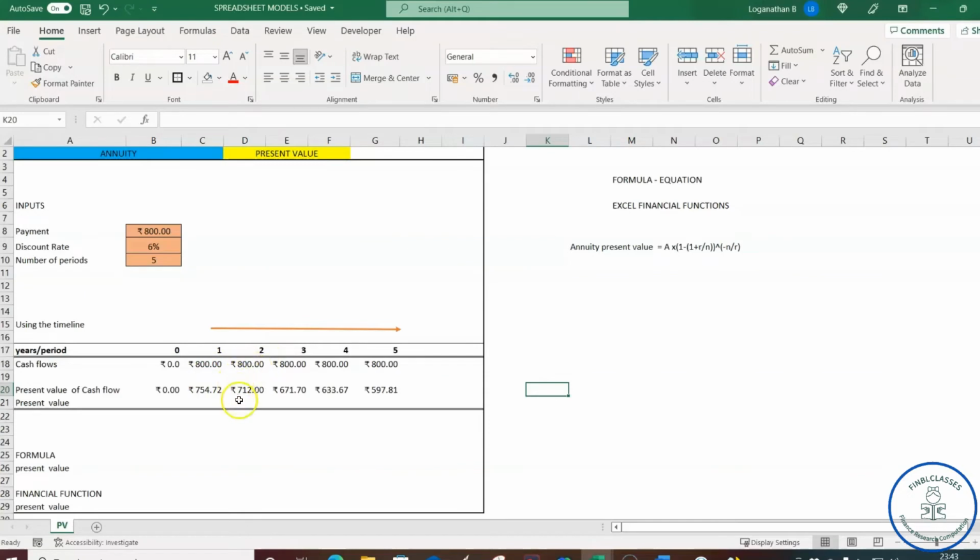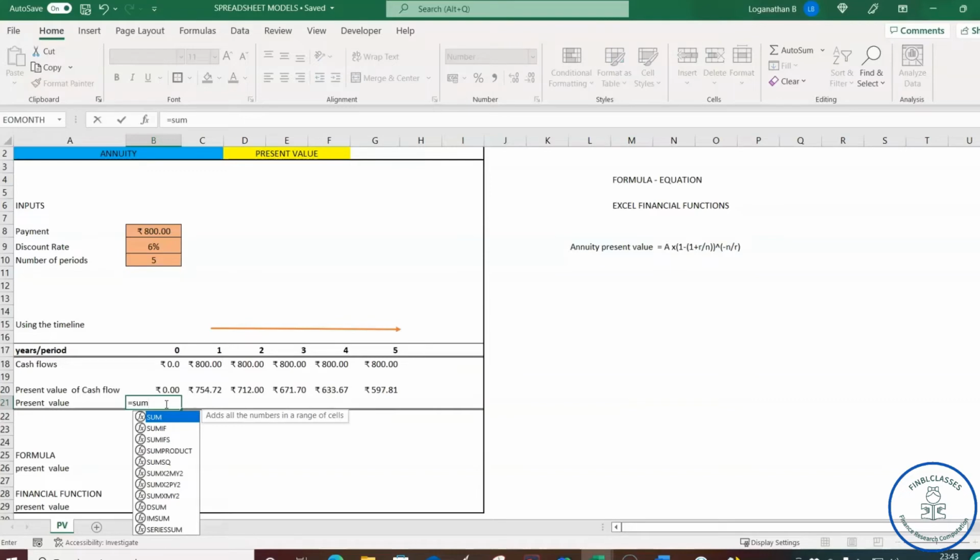What is the today's value of the cash flow that we are going to receive? Okay, today's present value of this one. And at the end of third year, we're going to receive 800. Today, it is 671.70. So now we'll be adding all this one and we'll be finding the cash flow of the present value annuity. So equal to sum.